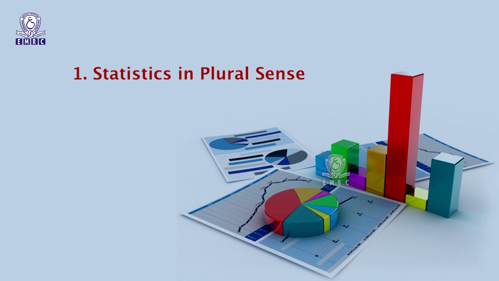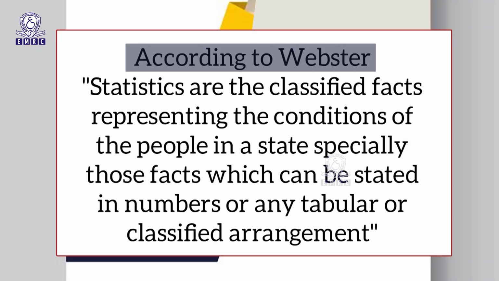Now, statistics in plural sense. Statistics used in plural sense means that quantitative information is available, called data. For example, information on population or demographic features, enrollment of students in sociology programs of Osmania University and the like. According to Webster, statistics are the classified facts representing the condition of the people in a state, specifically those facts which can be stated in number or in tabular or classified arrangement.